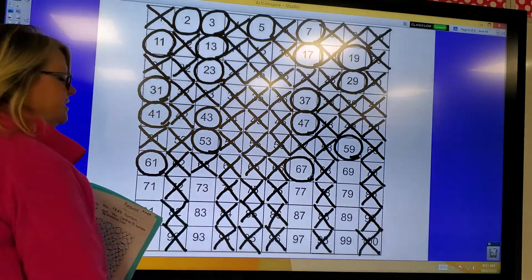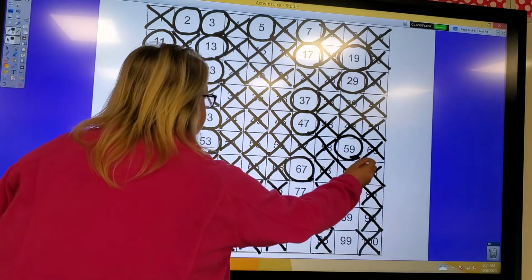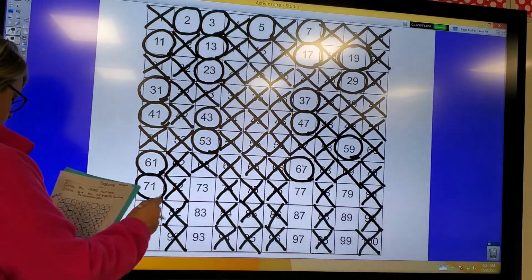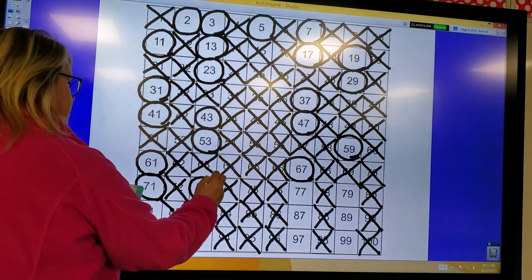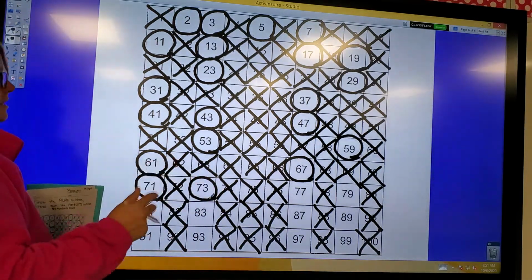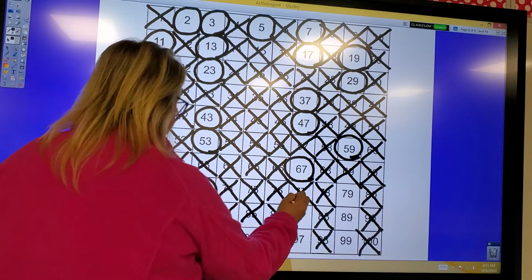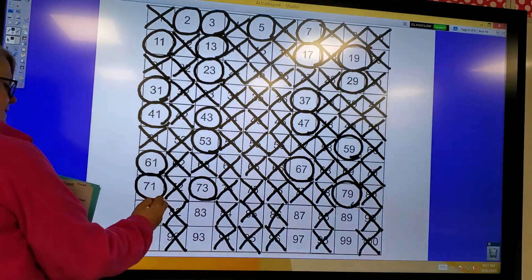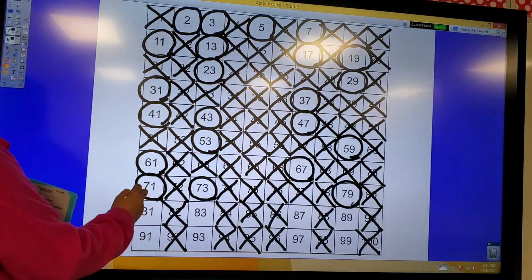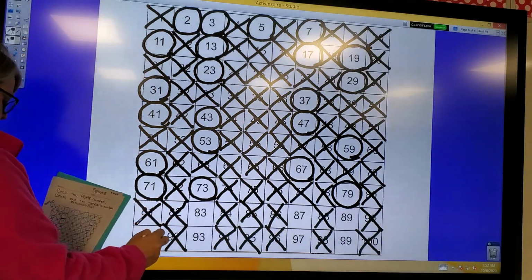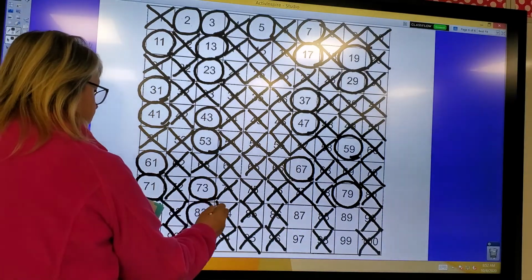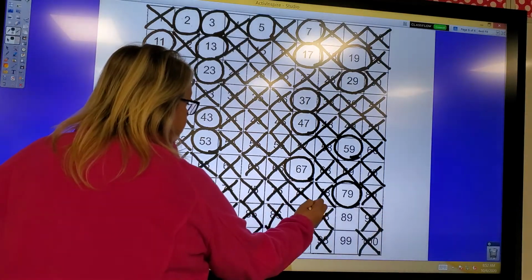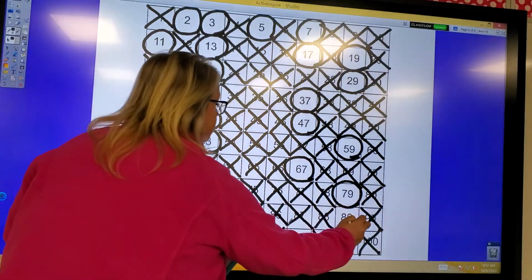69, 6 plus 9 is 15, which is divisible by 3, so that's composite. 71 is prime. 73 is prime. 77, 7 times 11, so that means it's composite. 79 is prime. 81, 9 times 9, or 8 plus 1 is 9, divisible by 3, so it is definitely composite. 83 is prime. 87, 8 plus 7 is 15, which is divisible by 3, so it's composite. 89 is prime.